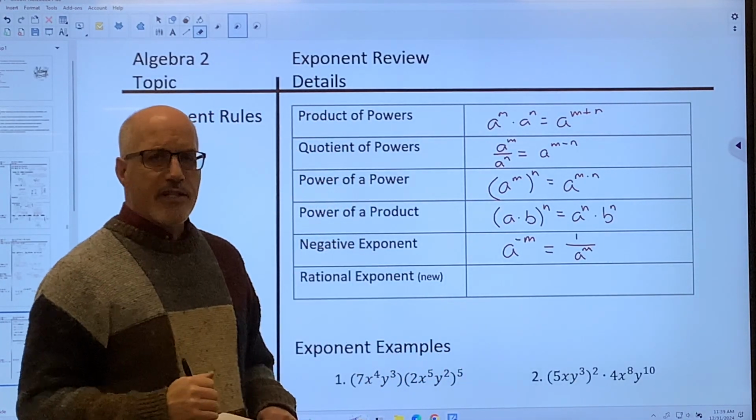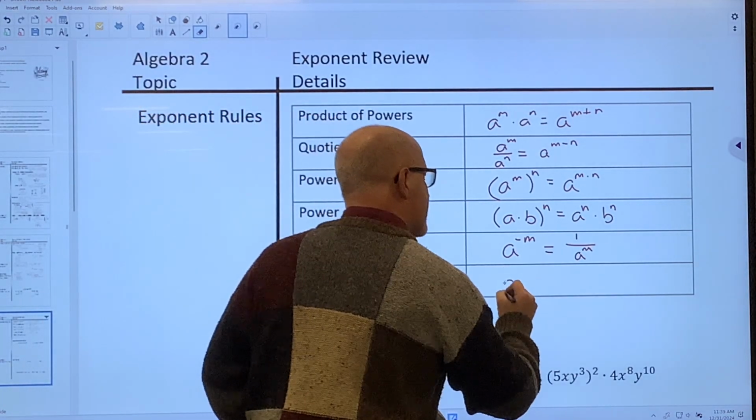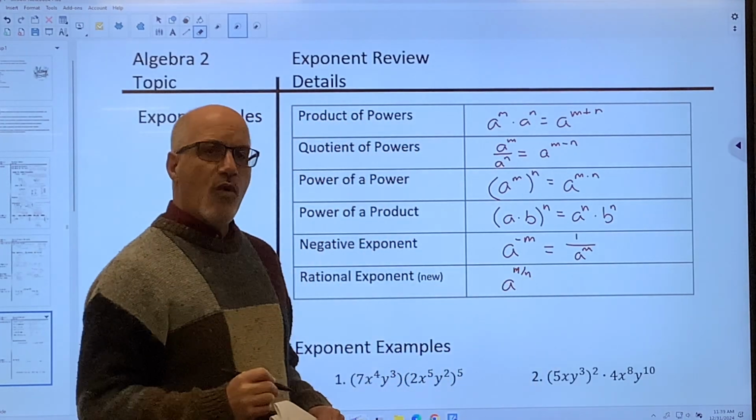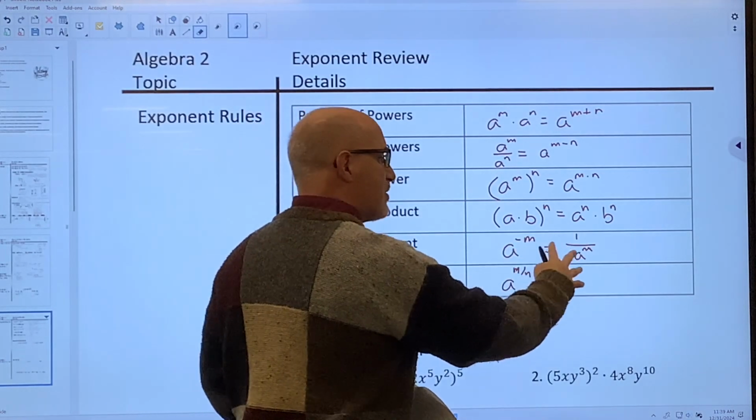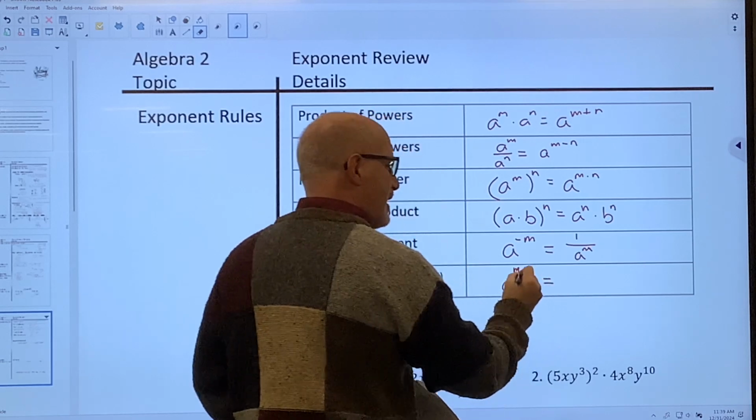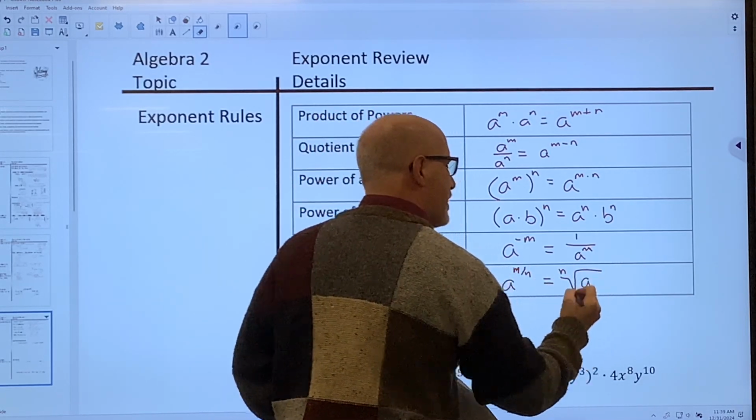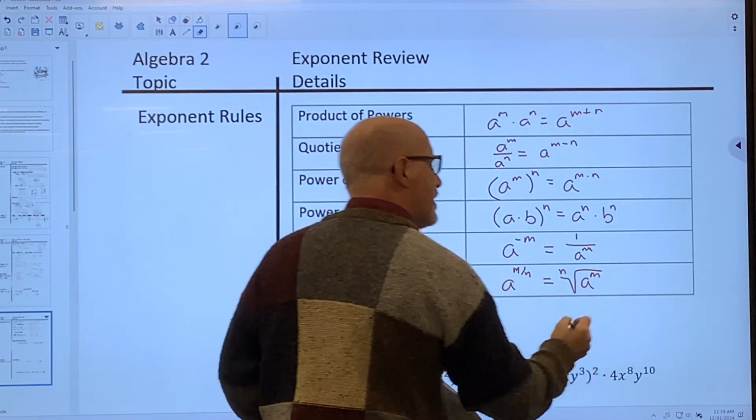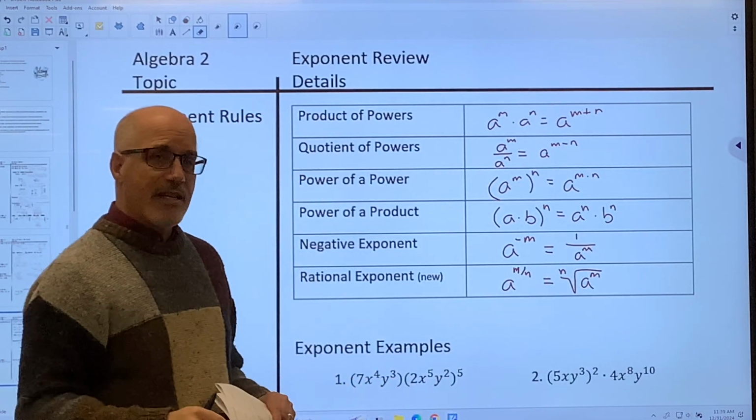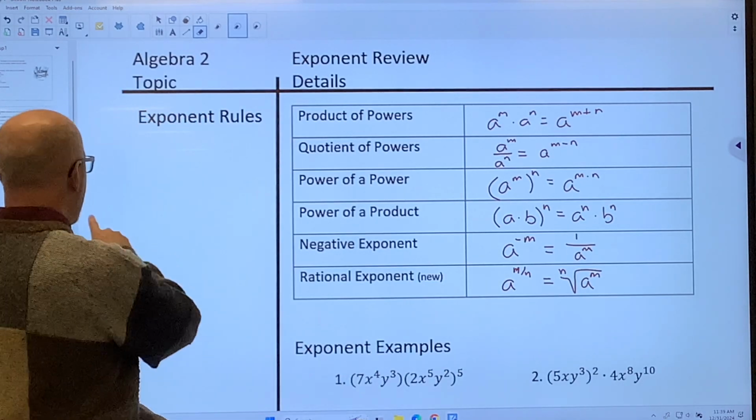And this is our new one. This is going to be tying it to our radicals. If you've got an exponent that is a fraction, a to the m over n power. So the fraction isn't outside, that fraction is in the exponent. The denominator of the exponent becomes the index. It becomes nth root of a to the m power. So the numerator becomes the exponent, the denominator becomes the index in the problem. That's new. That's going to be what we build upon in the next few lessons.